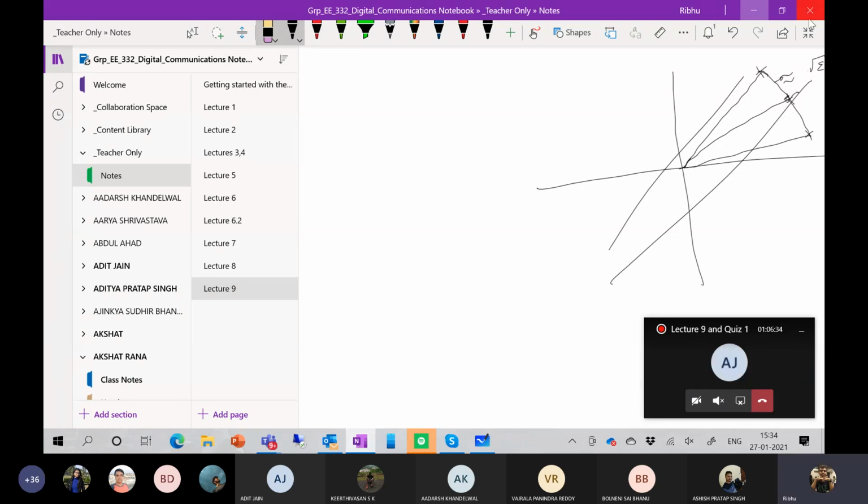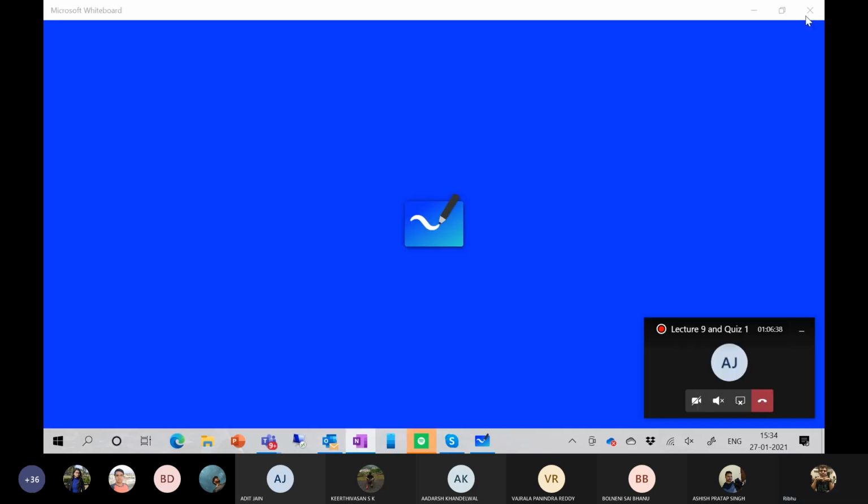This hasn't gone, so let's close OneNote. Okay, so the bottom line is, you can also use Jamboard and then share the link so that we can later on see the notes and share the view. Yes, only link. Yes, that I can see.